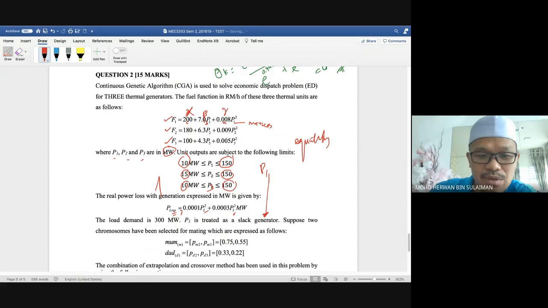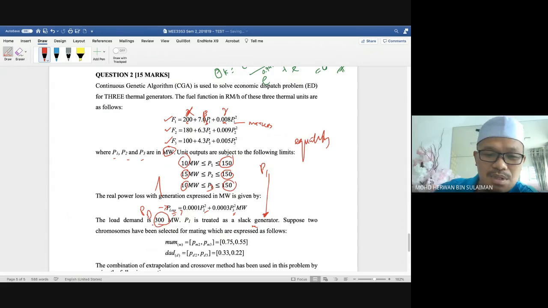Okay, so you have P loss. This is the function of P loss, where the function is 0.0001 P2 square plus 0.003 P3 square megawatts. The load demand is 300 megawatts. So this one is your PD. P1 is treated as a slack generator.